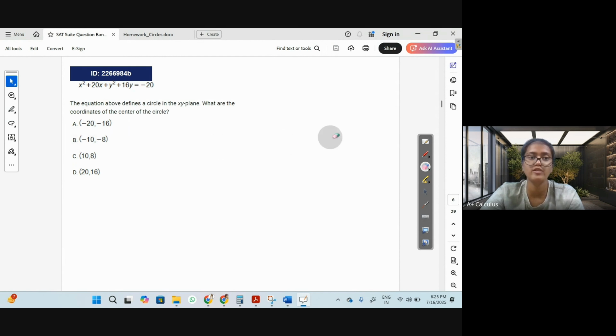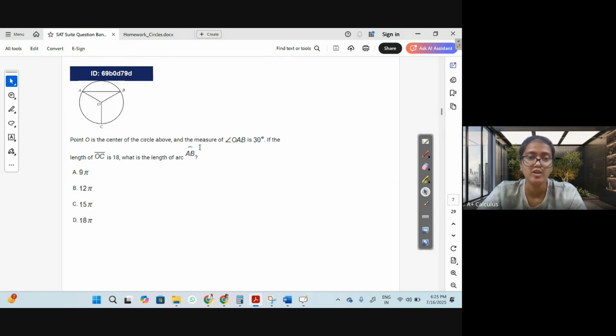What are the coordinates of the center of the circle? Well, this is in expanded form. Divide the coefficient of x by -2. Divide the coefficient of y by -2. This will give you -10, -8. So answer choice B is correct.